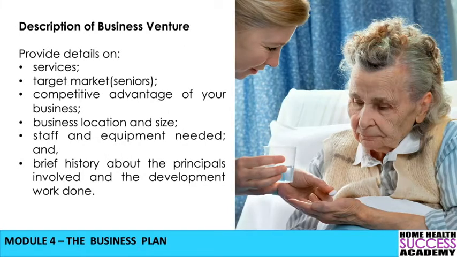So description of the business venture: provide details on services and target market, like the seniors. You can even say, hey, we also provide services for disabled people or disabled veterans. You need to talk about the competitive advantage of your business. Why is your business going to be competitive? Meaning, are you doing something that's different? And then also talk about your business location, the size, staff and equipment needed, and also a quick brief history about the principals involved and the development work that was done.